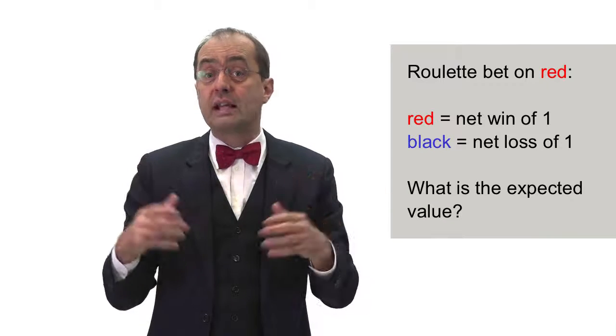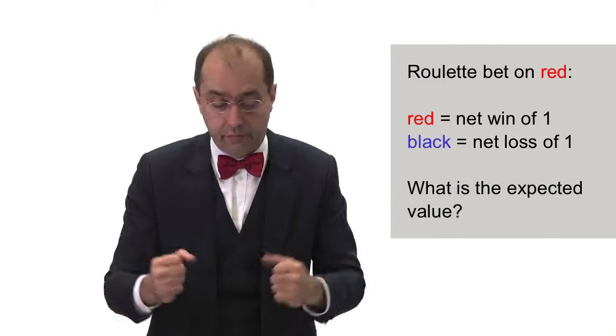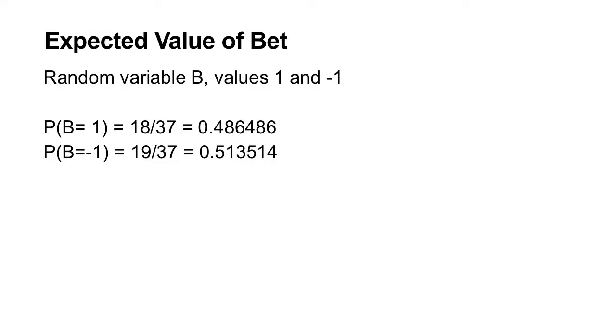Question: what is the expected value of this color bet? How much money will you win or lose on average? So let's take this game into our language of probability. Here we have a random variable, B, for your bet, and there are 2 possible values. You win 1 or you lose 1, -1 for the loss. The probability of you winning is 18 divided by 37.